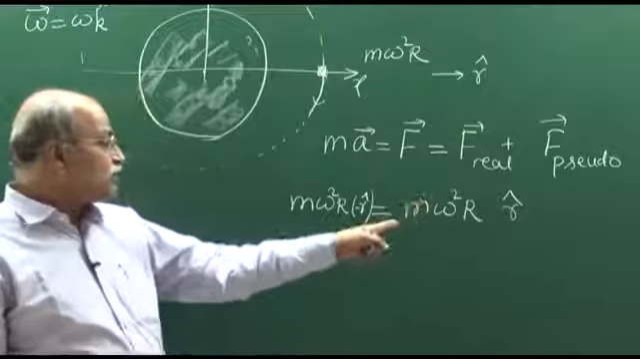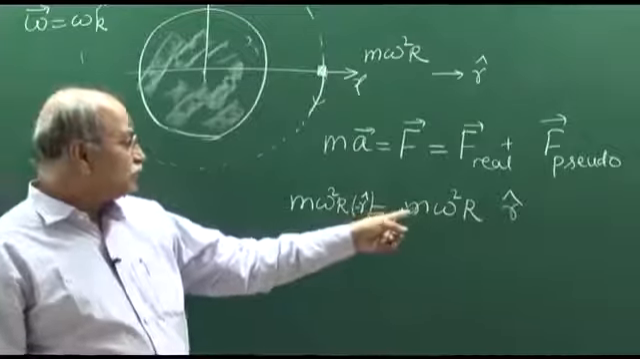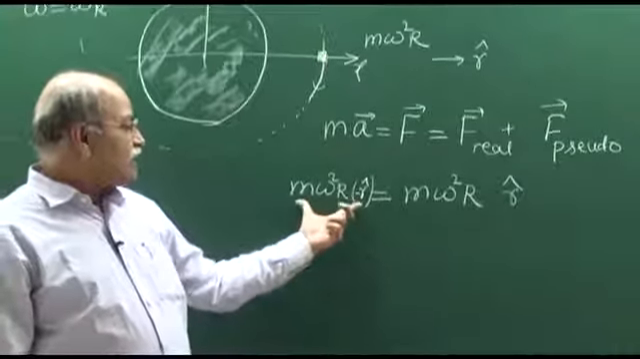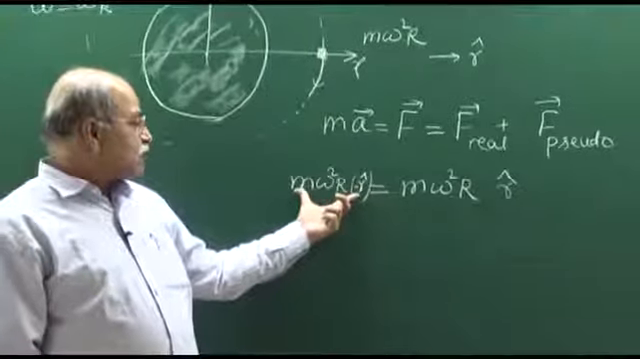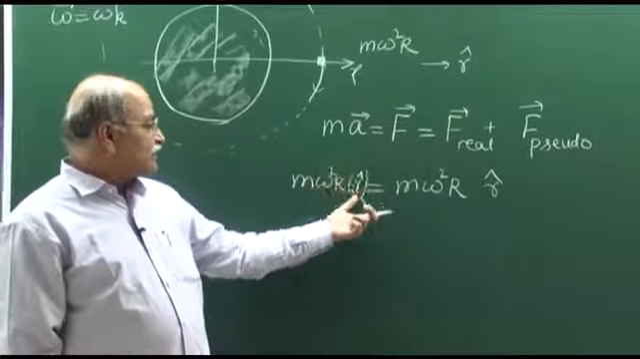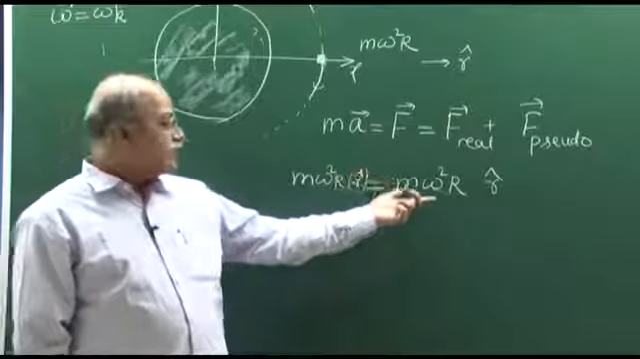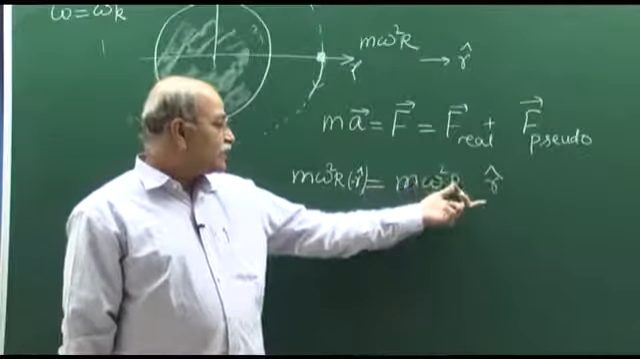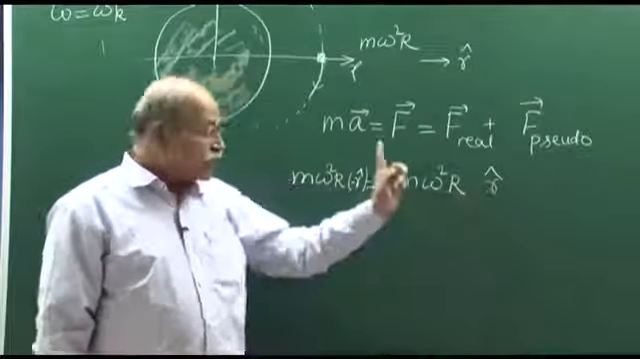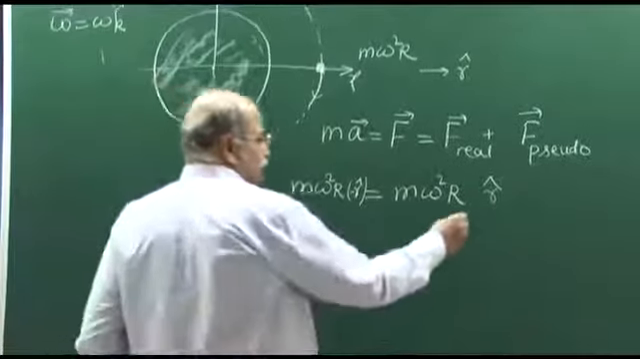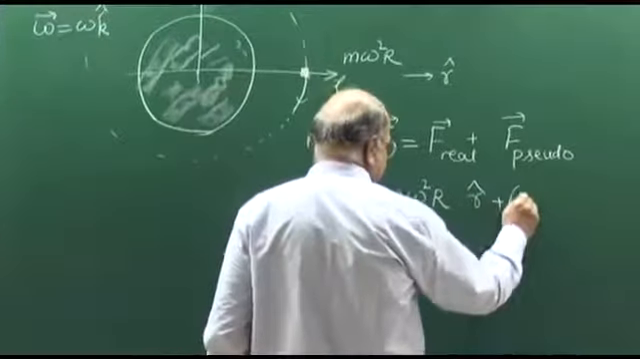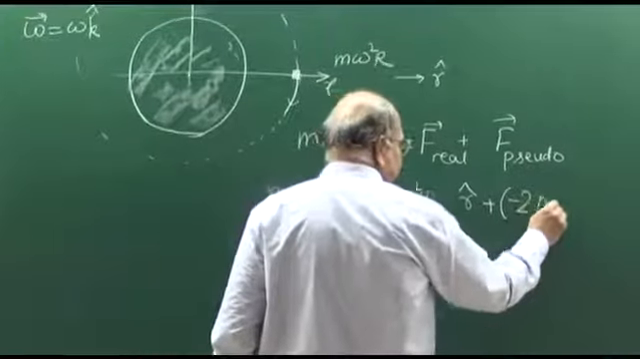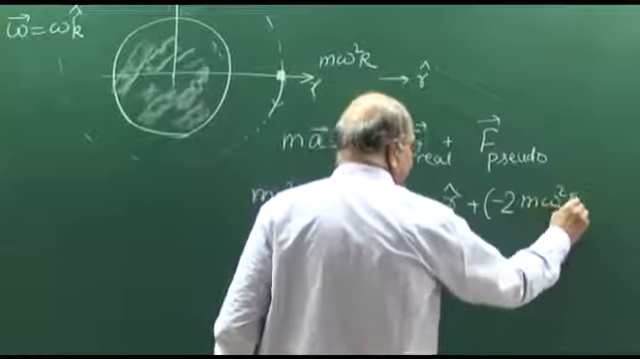And how much should that be? If I am to get this m into omega square r minus r cap, and here it is m omega square r cap, what should I have? I should have yet another force which is minus 2 times m omega square r cap.